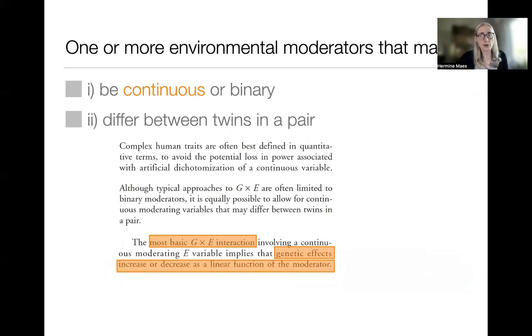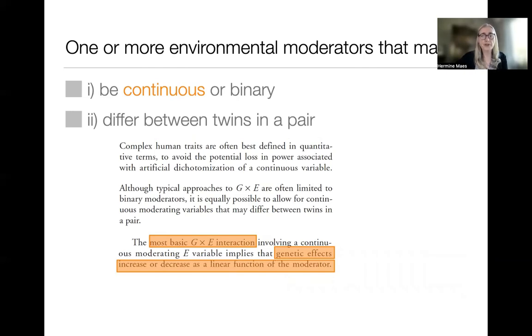So as I've indicated before, one or more environmental moderators may be either binary or continuous, and we'll go more into the continuous case in this presentation. But they can also be the same for members of a twin pair or differ between twins in a pair. And that has different implications on the kinds of models that we can fit.